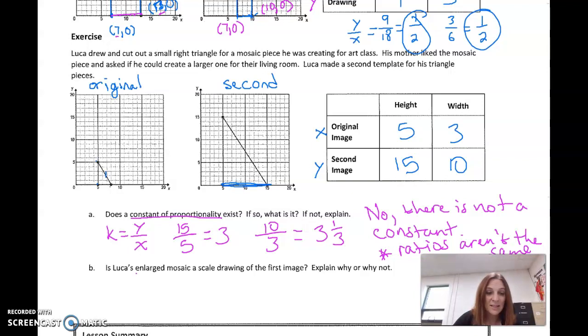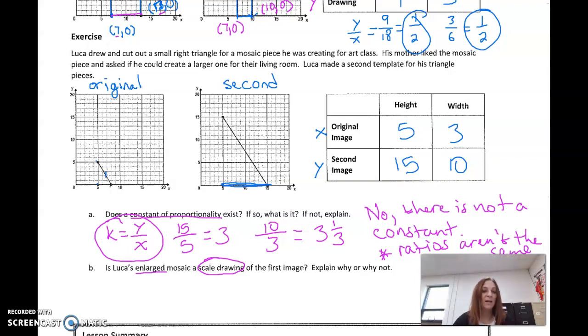So is his enlarged mosaic a scale drawing? Well, a scale drawing has to be proportional. You can't make one side 3 times bigger and the other one 3 1/3 times bigger. Just like if you had a map, you can't make its width half as small, but its length 3 times as small. Like you have to have the same thing for it to be proportional. There has to be a constant.